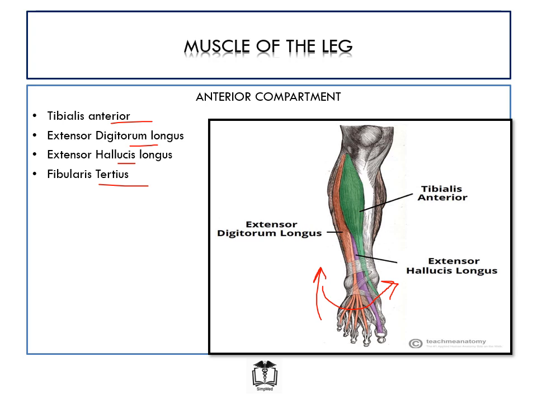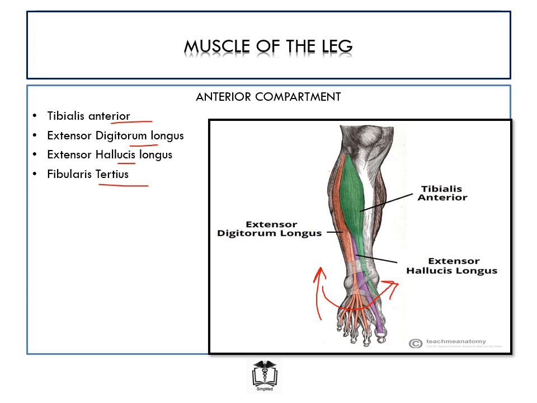The extensor hallucis longus muscle is a muscle that tends to supply the big toe. It originates from the middle one third of the anterior surface of the fibula, as well as the interosseous membrane. It inserts at the base of the distal phalanx of the hallux, so the base of the distal phalanx of the first toe. It performs extension of the first toe or the hallux. Remember that hallux means the first toe. So when we talk about anything that has to do with hallucis or hallux, we mean the big toe. So it extends the first toe, and it also helps in dorsiflexing the foot.